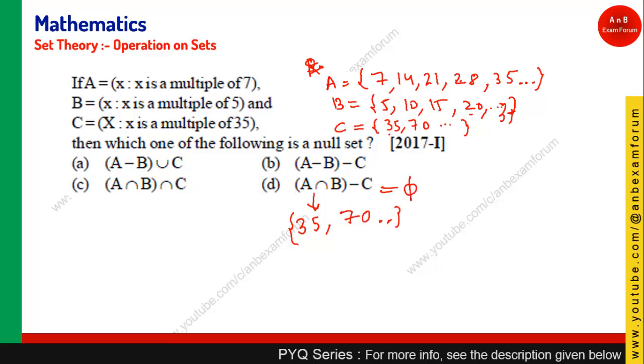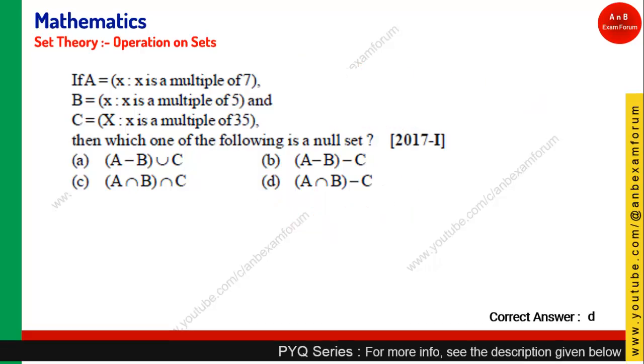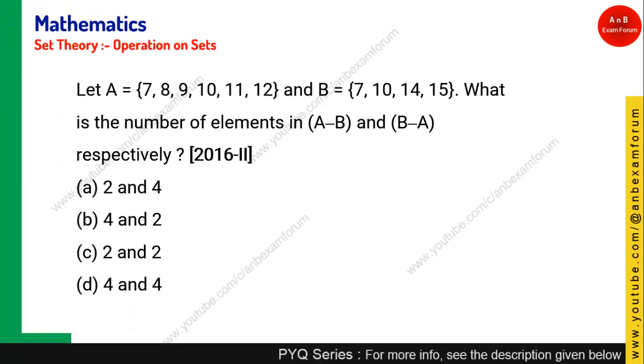Why? Because every element which is present in A intersection B is also present in set C, and there are no such elements which are present in A intersection B but not in C. So therefore the answer is option D. Okay, I know if you don't have the theory portion, you just go back, then you can easily appreciate this solution. Okay, so option D is the right answer. Let's see the next question.